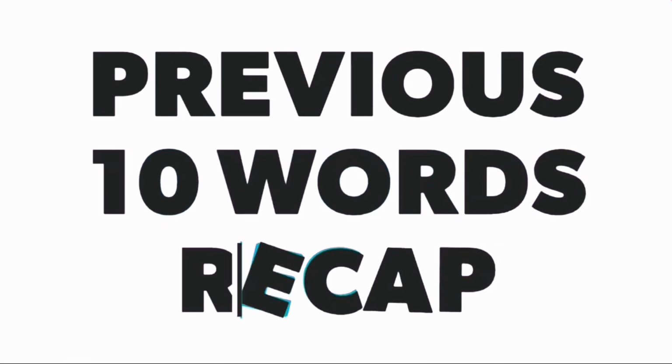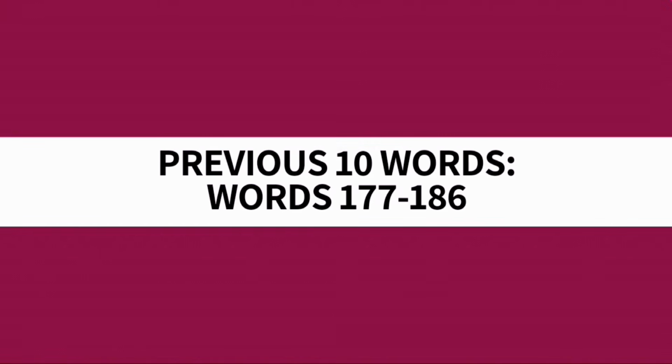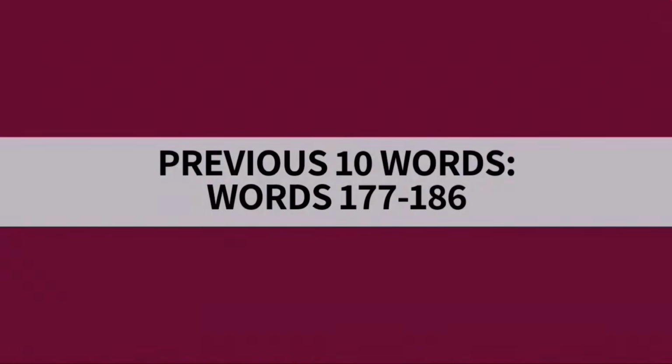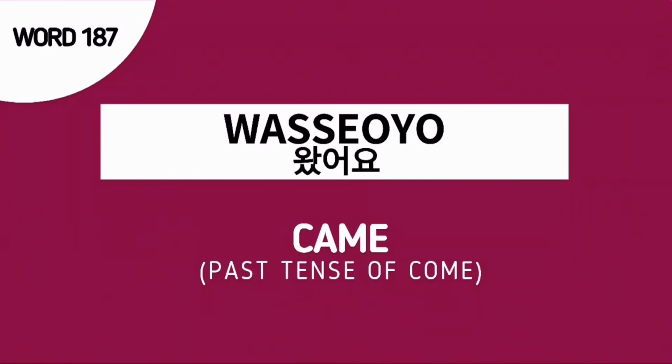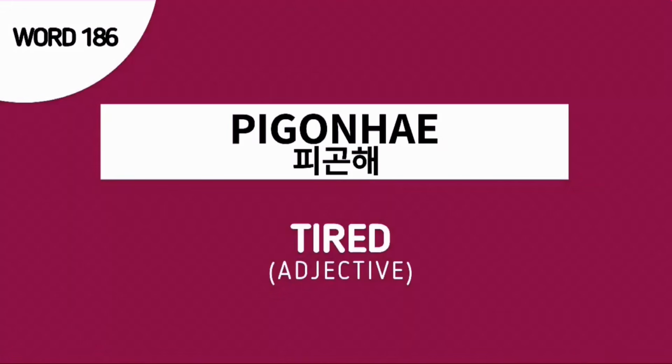Now let's proceed to the previous 10 words recap. As of now, the previous 10 words are words number 177 to 186. But don't forget our word for today, word number 187, 왔어요, which means came. Word number 186, the first word for our review, is 피곤해. This is an adjective which means tired.